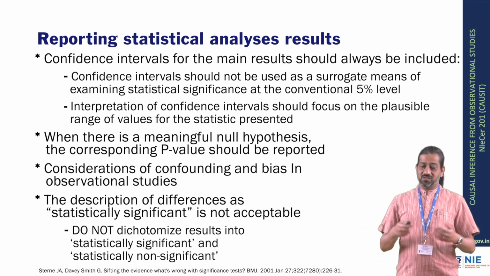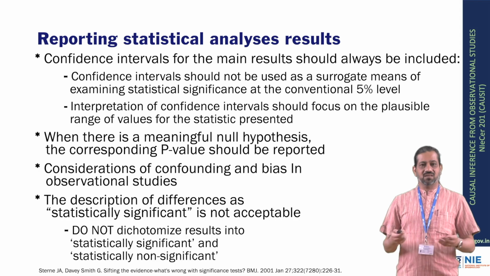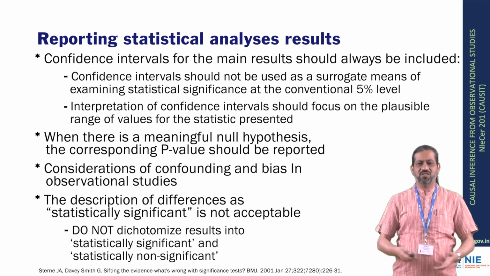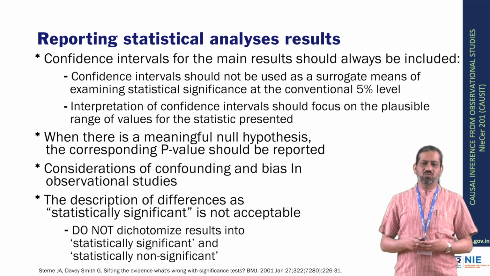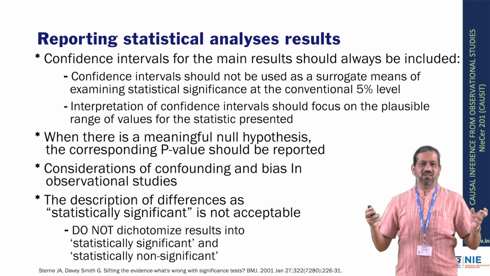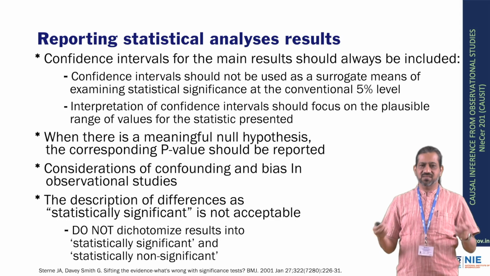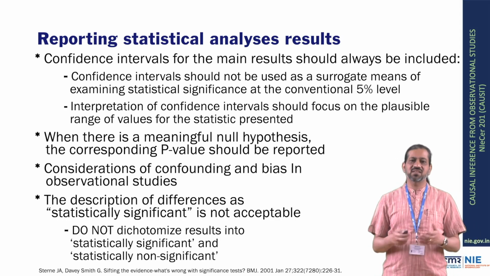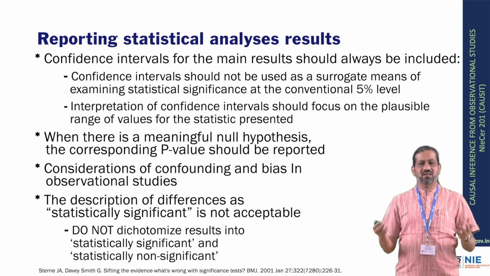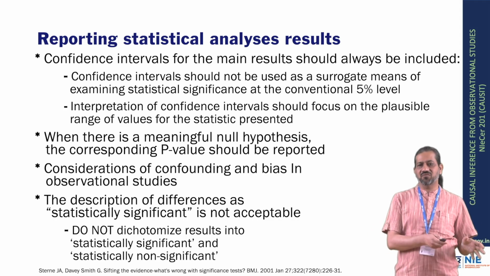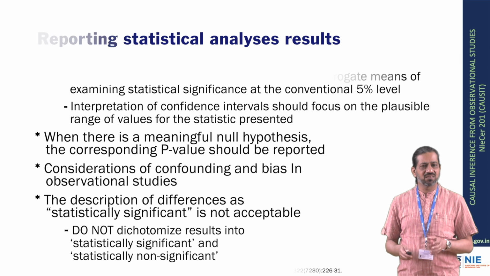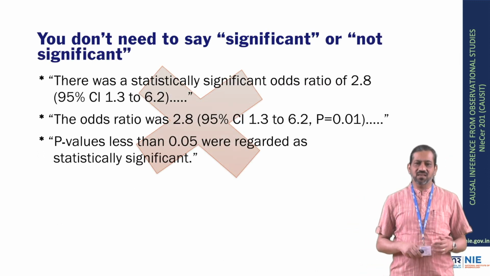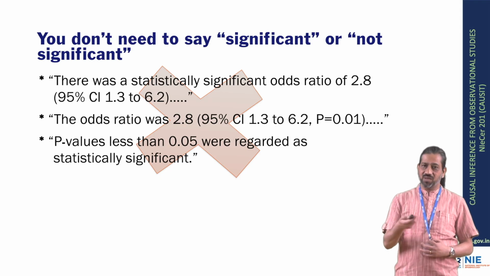Many a times, it is common practice to see a value written, such as this odds ratio or this risk ratio, this mean value is not statistically significant or it is statistically significant. That is something that we need to avoid. We do not need to necessarily dichotomize our result into statistically significant and statistically non-significant. We'll see why.